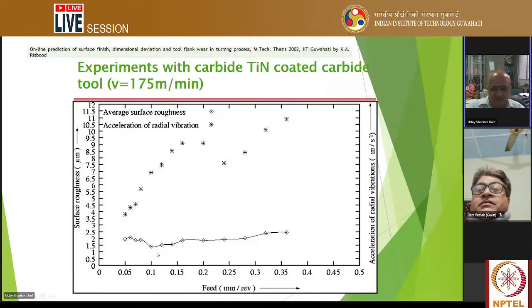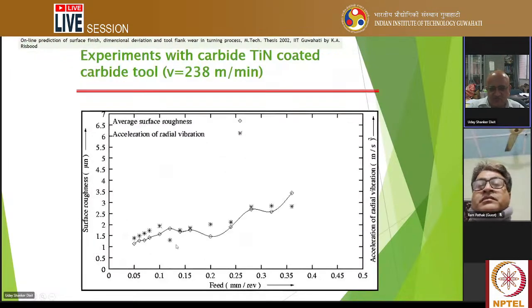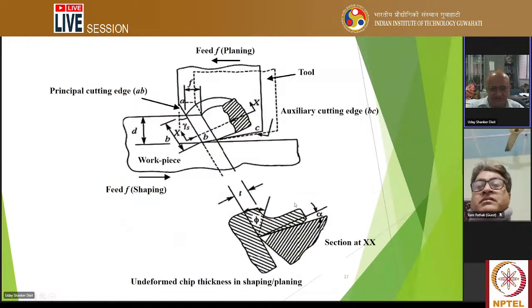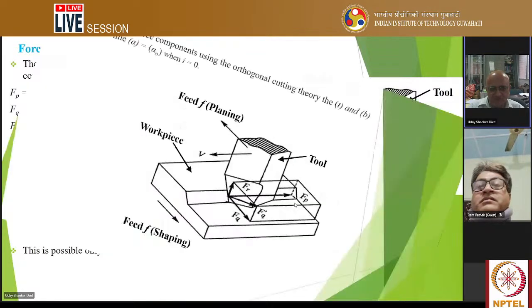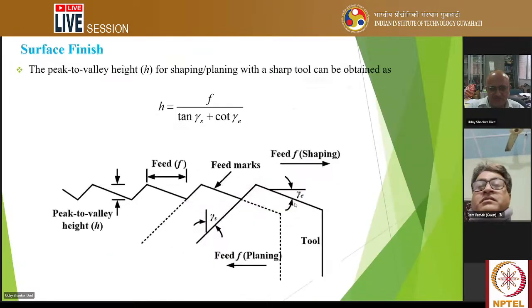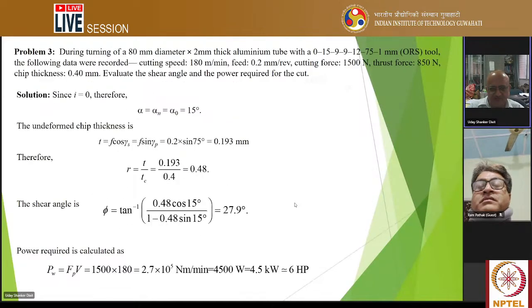These are in fact things you will hardly find in any textbook. Actually, MC Shah has discussed this in his book, but not many books discuss this. And these are our own experiments we did in 2002. Here with feed it is always increasing, but you see that there is sometimes some dipping also. And then this is shaping and planing, a similar type of thing, force components, and you see surface finish here, similar type of behavior.